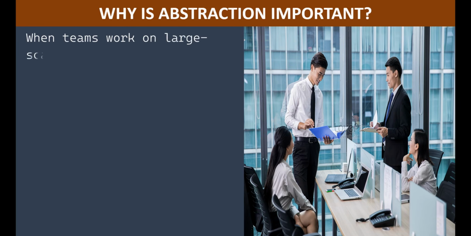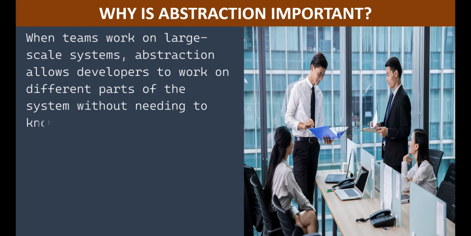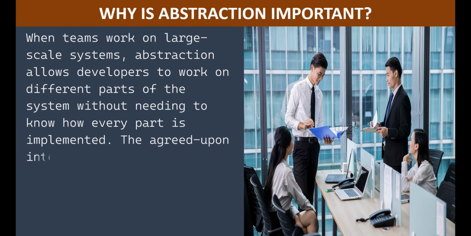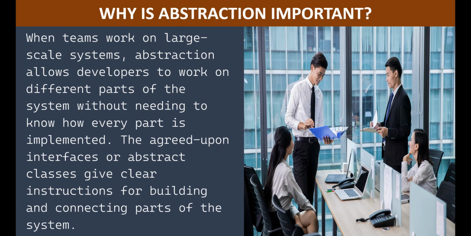When teams work on large-scale systems, abstraction allows developers to work on different parts of the system without needing to know how every part is implemented. The agreed-upon interfaces or abstract classes give clear instructions for building and connecting parts of the system.